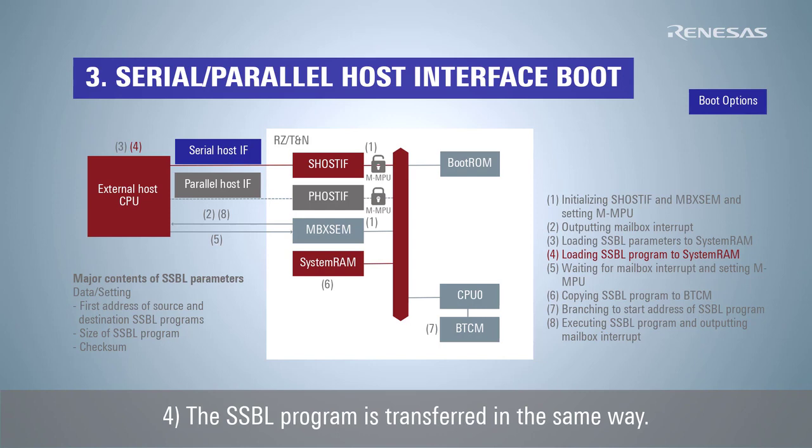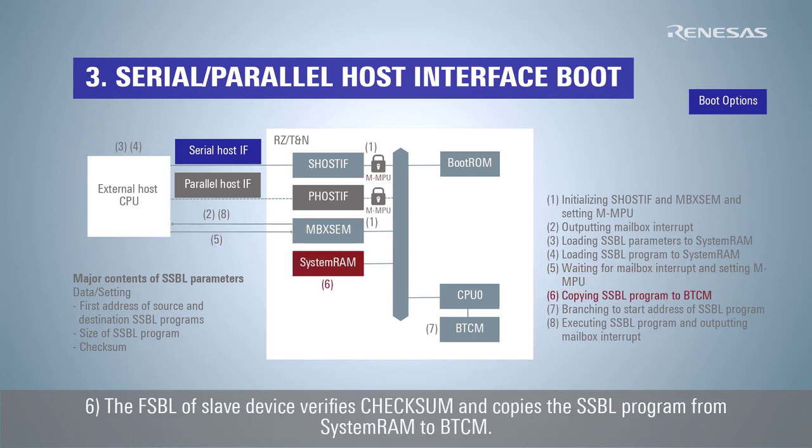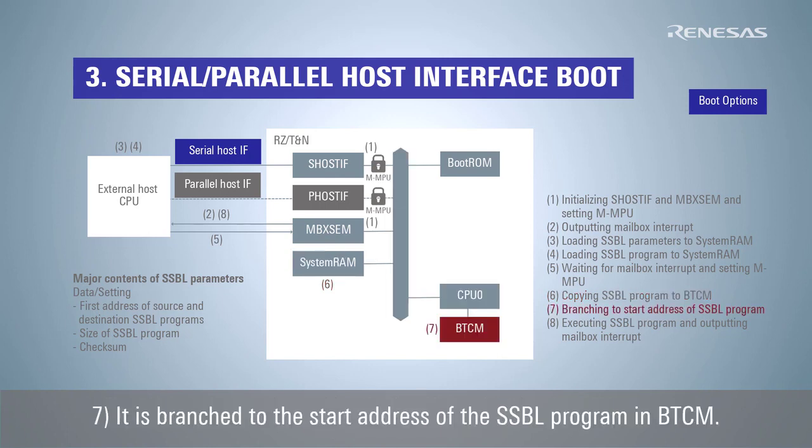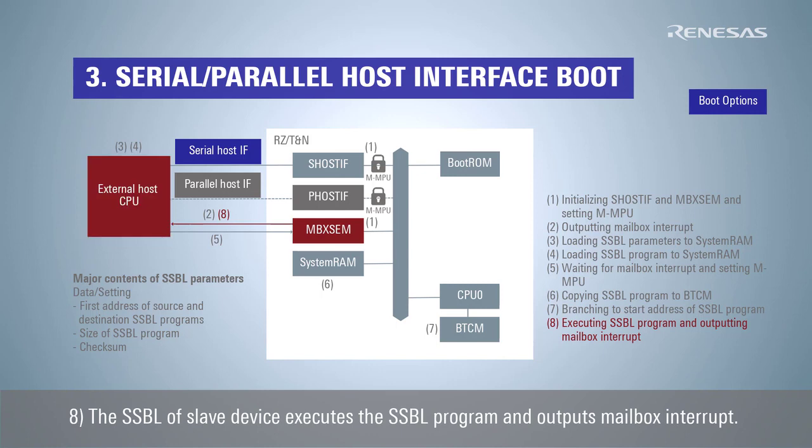4. The SSBL program is transferred in the same way. 5. The FSBL of slave device waits for mailbox interrupt of transfer completion from the master device. It also sets MMPU after receiving the interrupt. 6. The FSBL of slave device verifies checksum, and copies the SSBL program from system RAM to BTCM. 7. It is branched to the start address of the SSBL program in BTCM. 8. The SSBL of slave device executes the SSBL program and outputs mailbox interrupt.